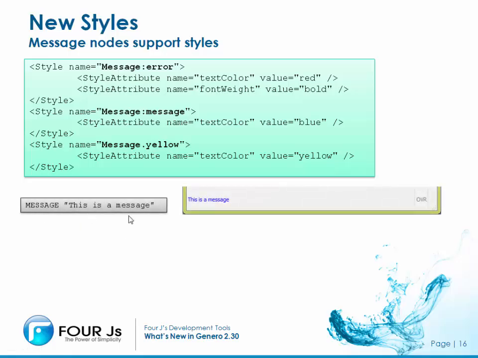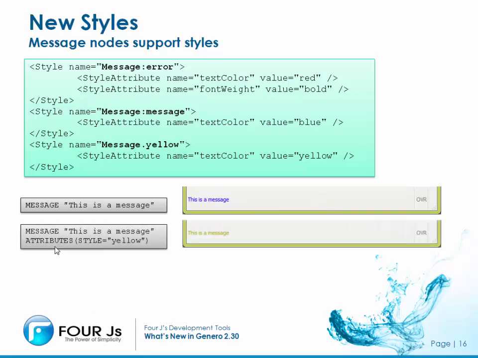So for a message statement, it would appear in blue based on this style file because now we can redirect the style for all messages to a specific style. If this message had a style of yellow applied to it, it would appear as yellow, overriding the default style.